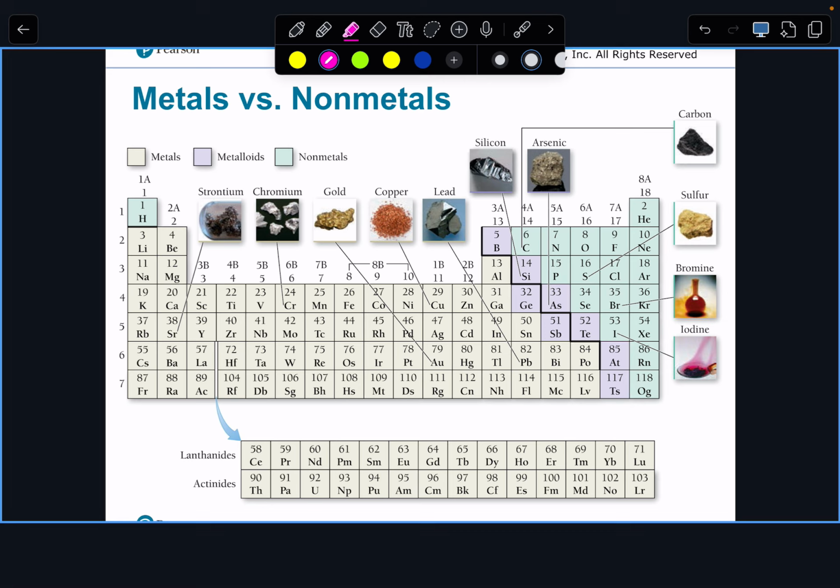Okay. The purple ones are considered metalloids, and they basically just have properties that kind of fall in between the two. So they're not clearly a metal or a non-metal. That's pretty amazing too, that all of this stuff is embedded in that original shape of the periodic table.